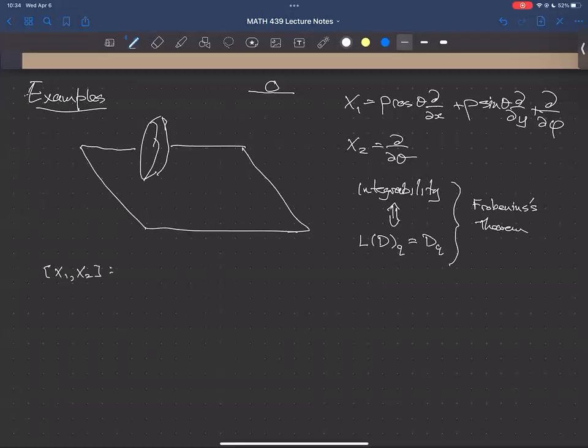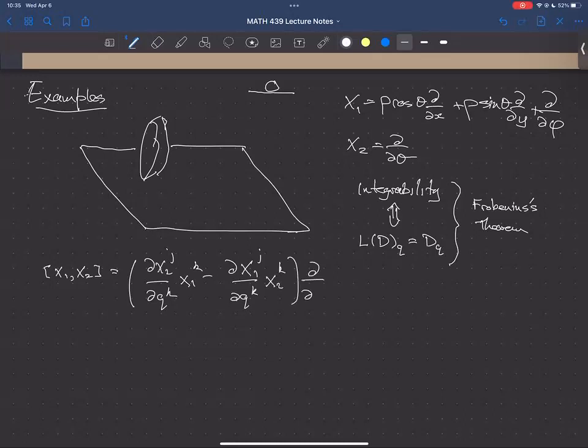Remember what the formula is. The formula for the Lie bracket in coordinates, which we're going to use, is the sum over k of dx2j by dqk times x1k, minus dx1j by dqk times x2k, all times d by dqj. That's the calculation we're going to do. This is the first time we've calculated a Lie bracket, so let me show you how you do this. This is just the Jacobian matrix of the vector field, with components j and k, of x1 or x2.